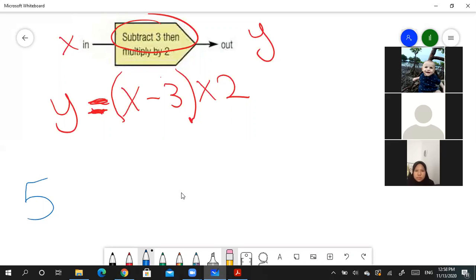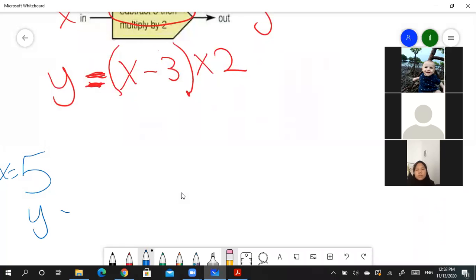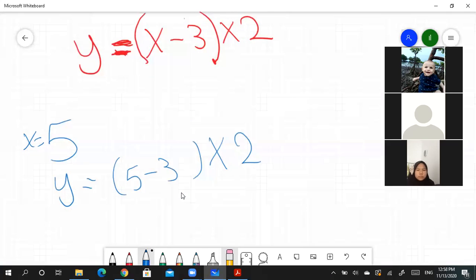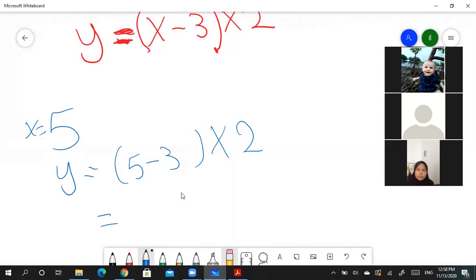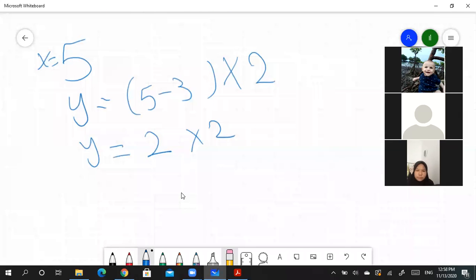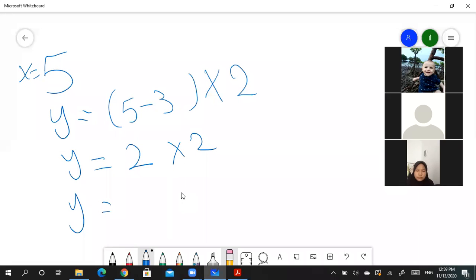What will be the answer? Let's say x equals 5. Then y will be equal to x minus 3, which means 5 minus 3, multiplied by 2. What is 5 minus 3? It's 2. 2 times 2 is 4. Exactly. y will be equal to 4.